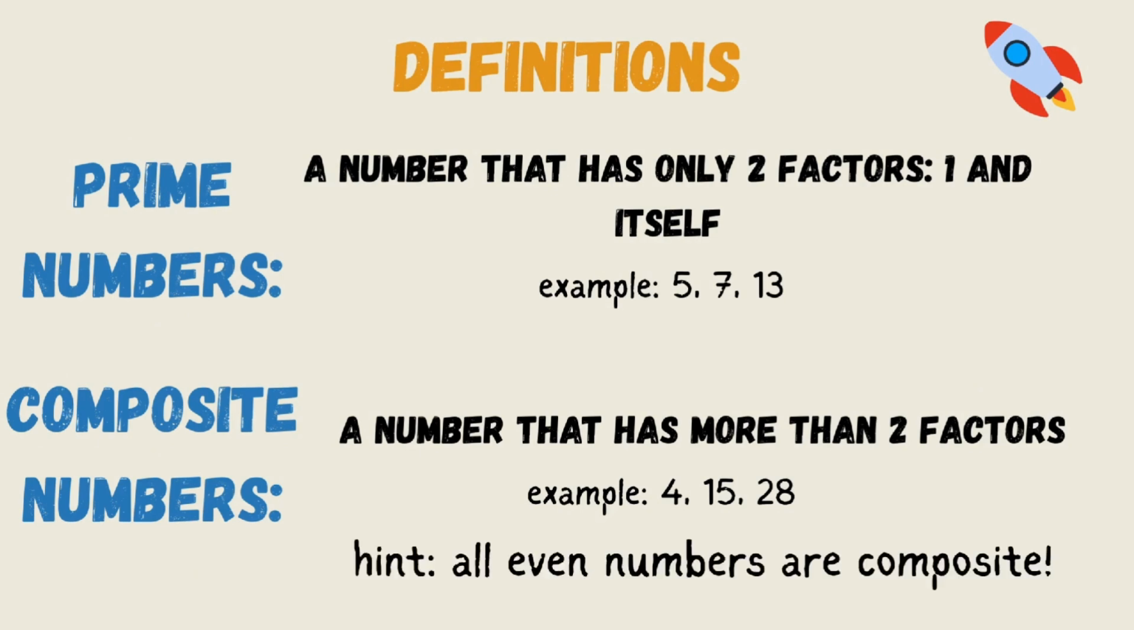Also, a hint: all even numbers are composite because they are all divisible by 2. Okay, now that we know these definitions, let's do some problems.